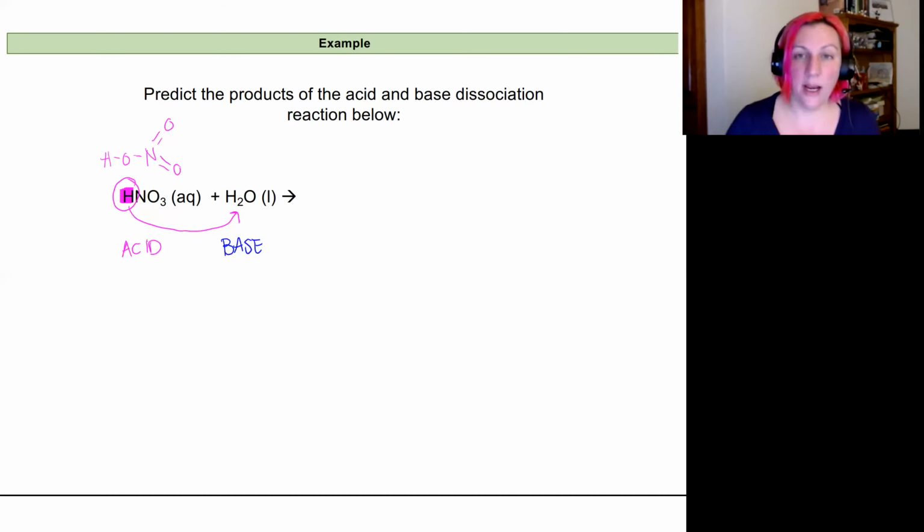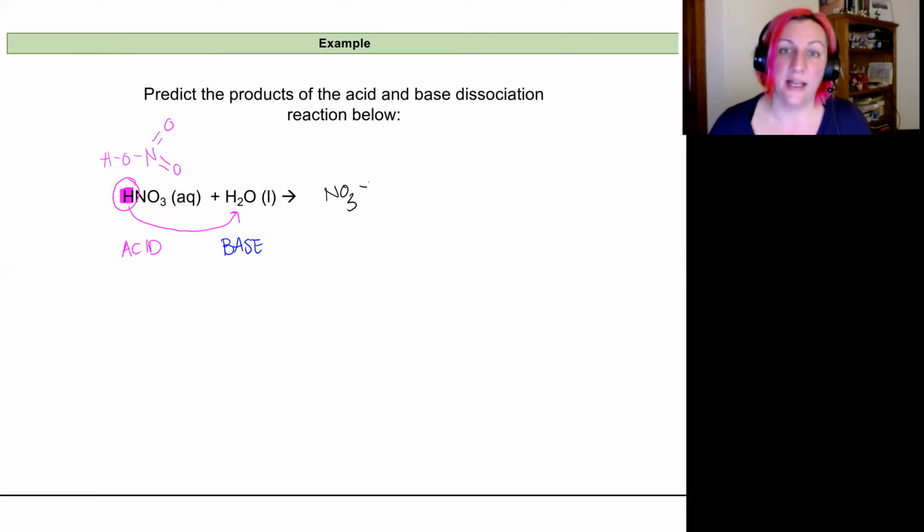So when I write out my products, I'm going to make sure that I'm writing out my acid minus a hydrogen. So I'll have NO3 minus because I lost that proton and left its electrons behind, giving it an overall negative charge. And this is now my conjugate base.